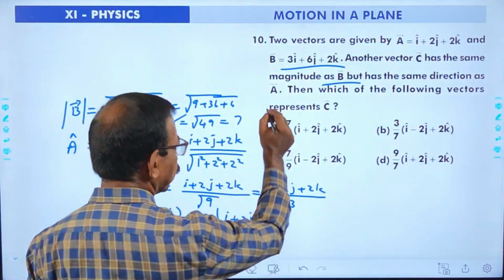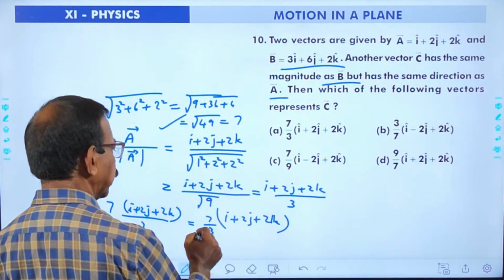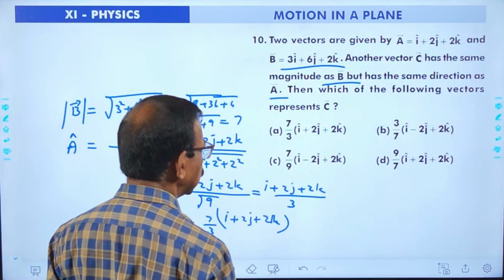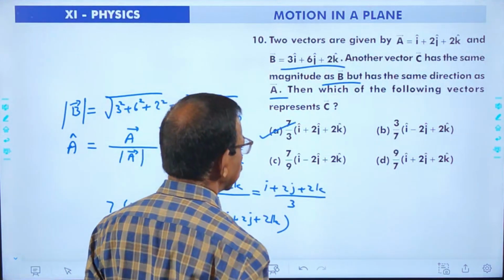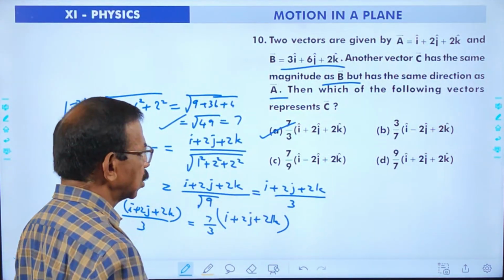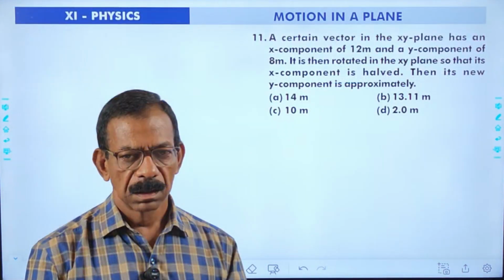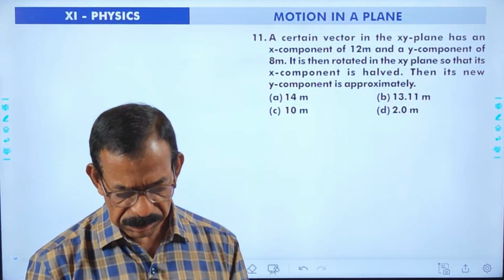And the direction of A means unit vector of A. Hence, the correct answer is option A, 7 by 3 into i plus 2j plus 2k. The next question is question number 11.